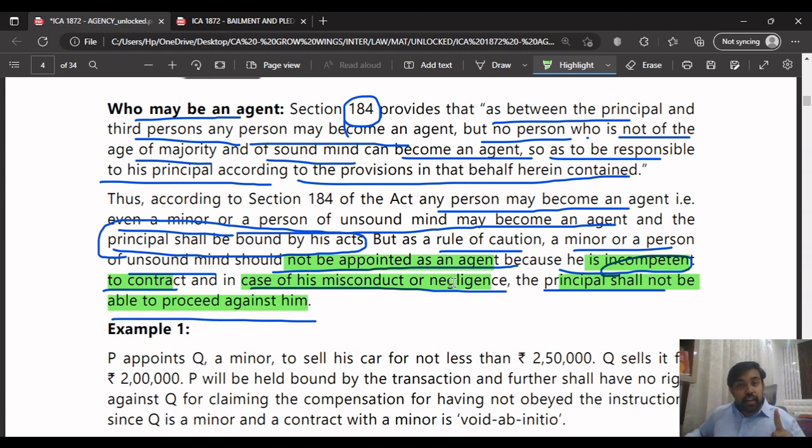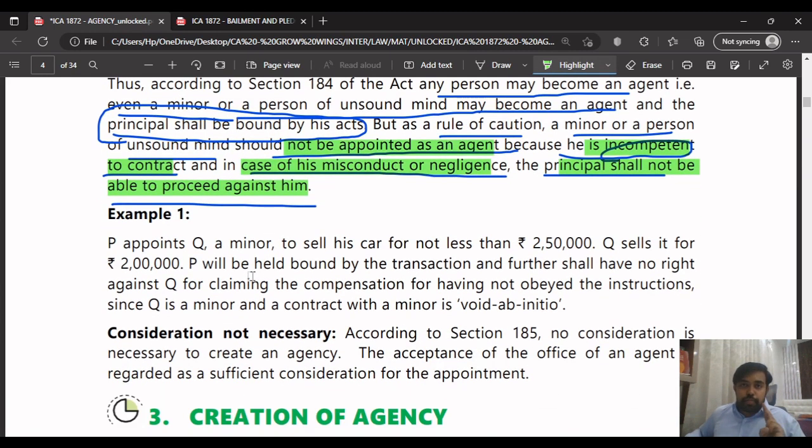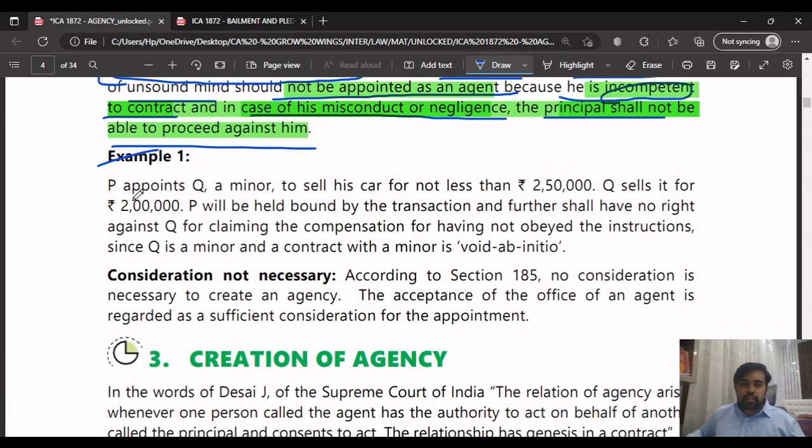So the principal should not appoint a minor or unsound mind person as an agent, because he cannot take action in case of negligence and they are not competent to contract. I'm spending time on this because this is a very important concept which you should remember. Next, coming to example one. This is a very easy example. You will be able to answer this.